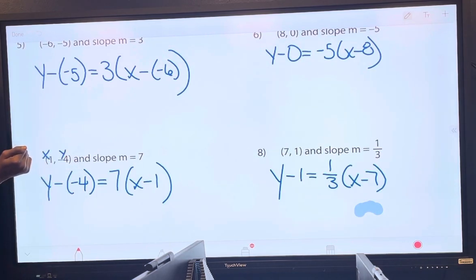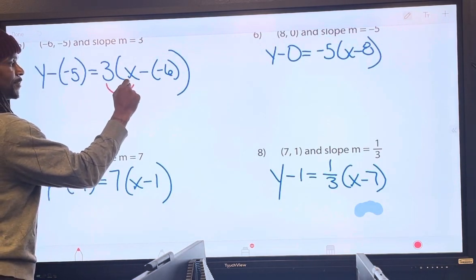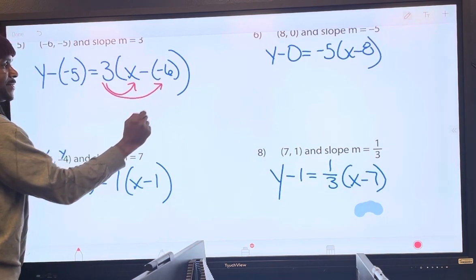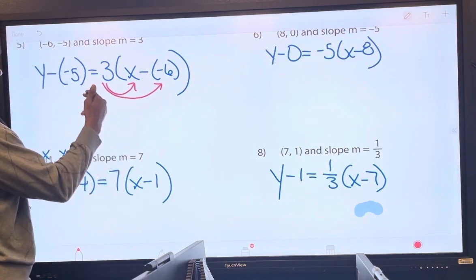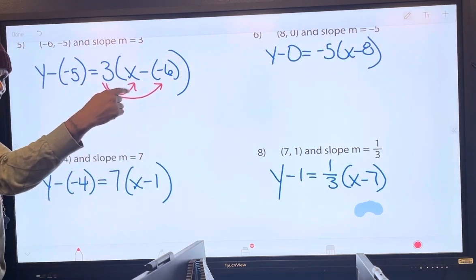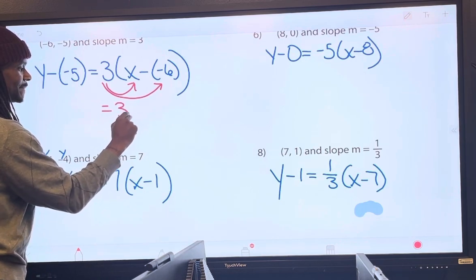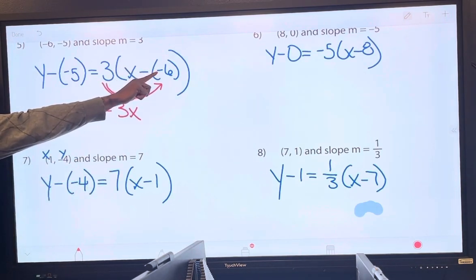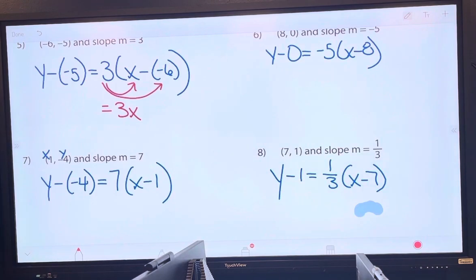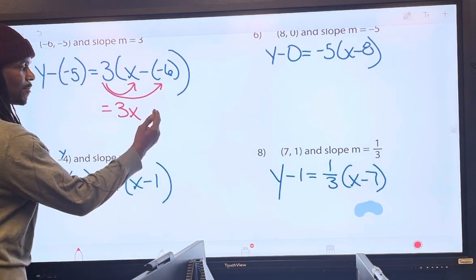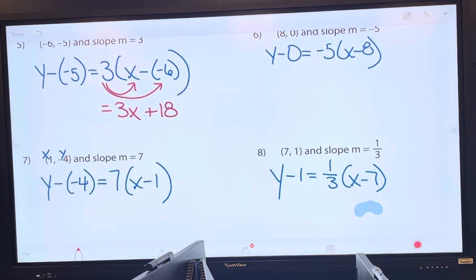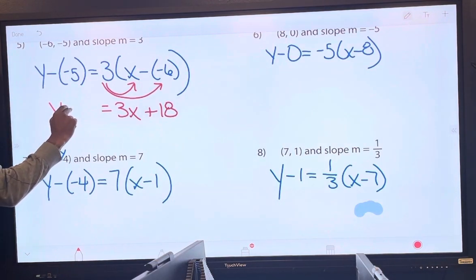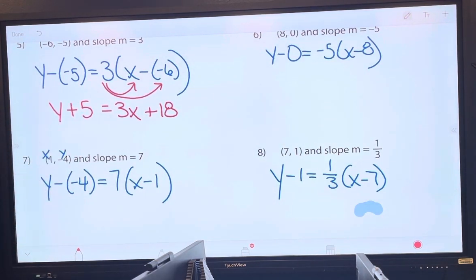What property? What I gotta do with it? What's that called? Distribute. Distribute the 3 twice. 3 times x makes 3x. 3 times positive 6. What's 3 times 6? 18. Now, look here. Remember, this becomes positive. So now we have y plus 5 equals 3x plus 18.